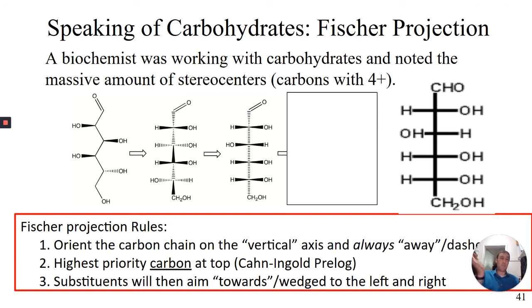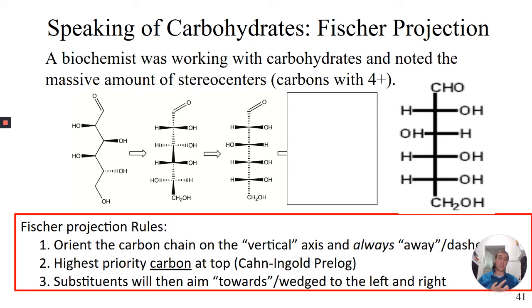Okay? But no wedges and dashes. Why? Well, there's no wedges and dashes in the Fischer projection because it's a Fischer. By default, everything on the horizontal axis must be coming at you, and everything on the vertical axis must be going away. If that's the case, then I don't need to layer in wedges and dashes because it's the definition, right? That allows you to do some interpretations. It gets you R and S potentially faster if you wanted that.